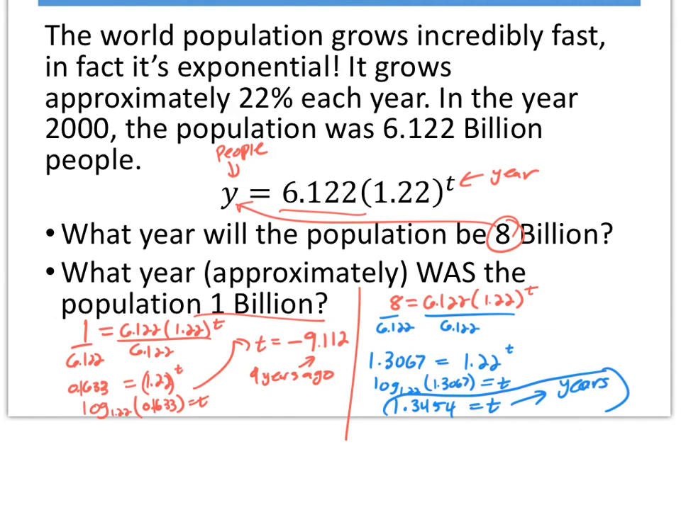2000 minus 9.112, so 1991 and some change. The year 1991 was when this model would predict that there would be 1 billion people, which is definitely not true. So we're not going to take that at its word. But just know that the world doesn't grow this way, and this is a poor model for this situation.